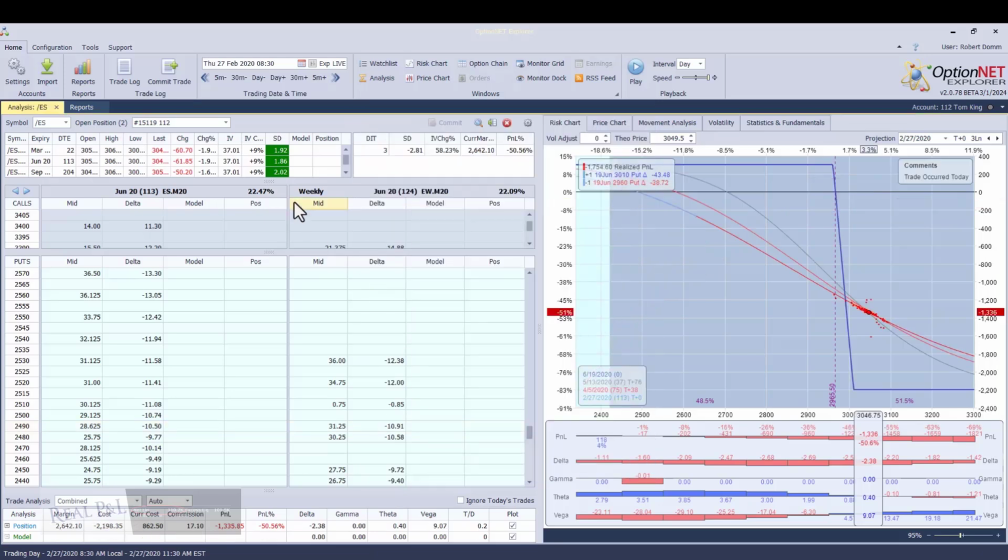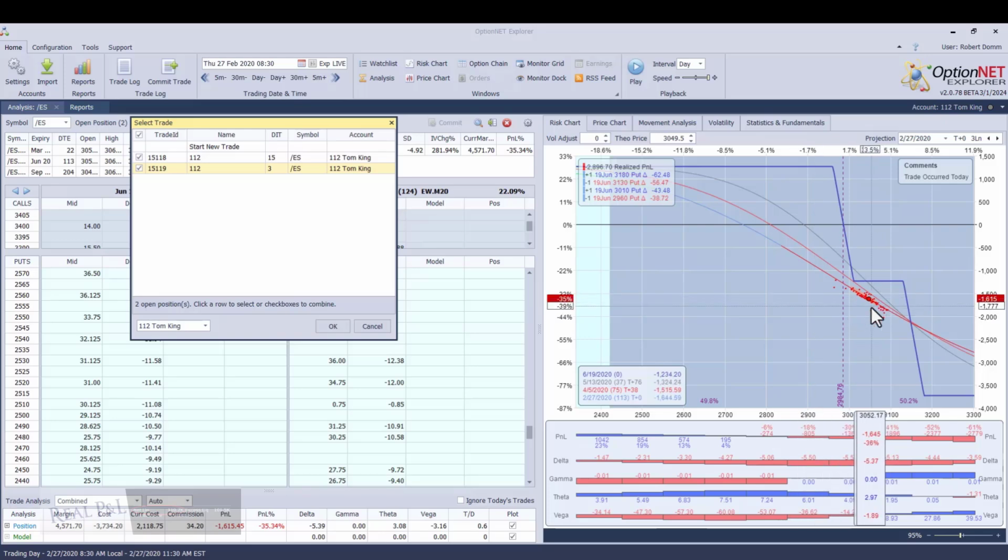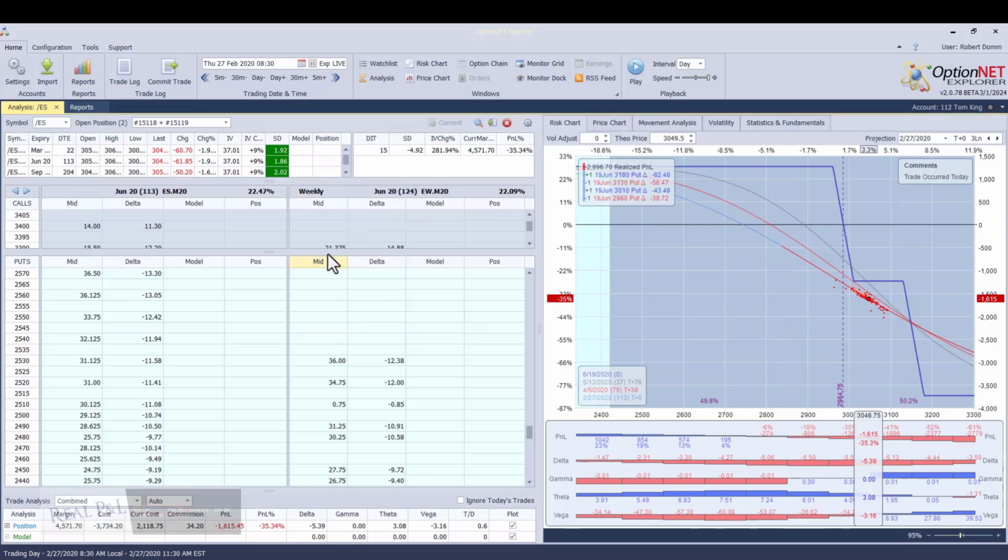Got a couple debit spreads here. Let's see how those are looking. Okay, well, they're down, but they have a lot of potential. All right, so what do you do next? Well, you put on another one, right? I mean, what's going on here?